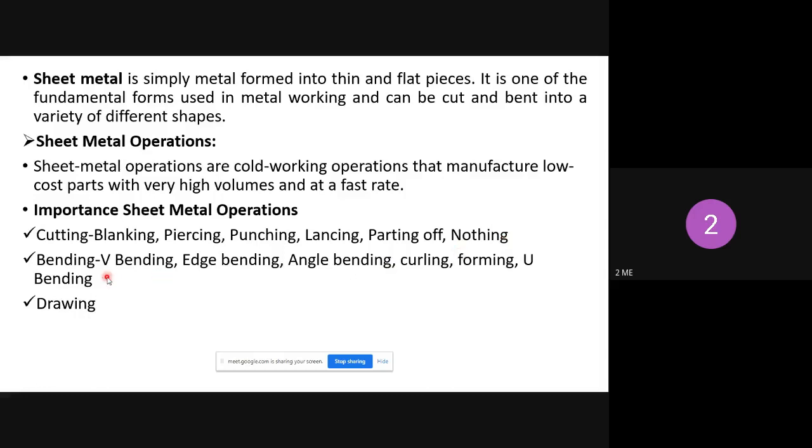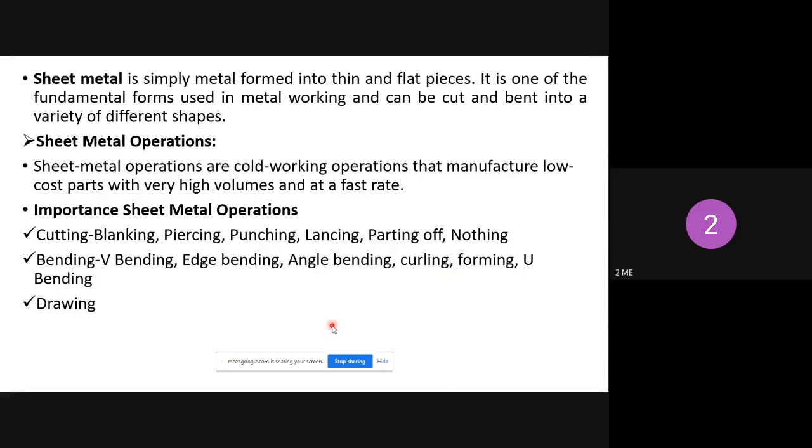Next one is the bending operation. In bending, a flat sheet metal is placed in a die, then a force is applied with the help of a hammer, so that because of that force the sheet metal bends to a certain angle. That is called the bending operation. There are different types of bending operations: V bending, edge bending, angle bending, curling, forming, and U bending.